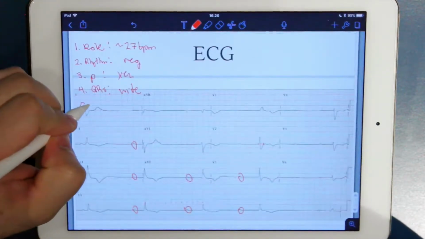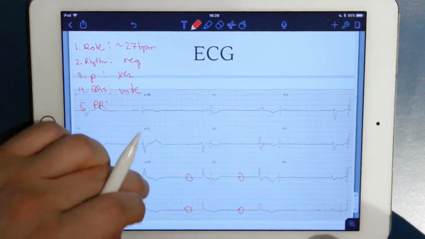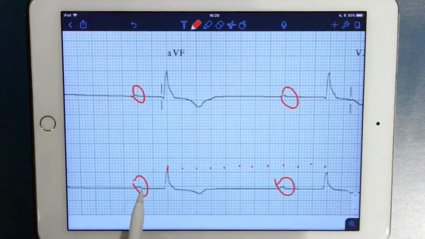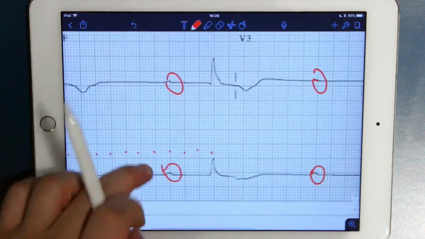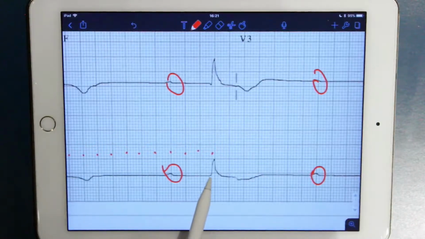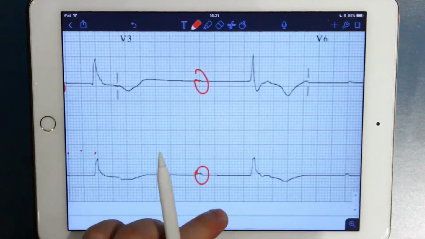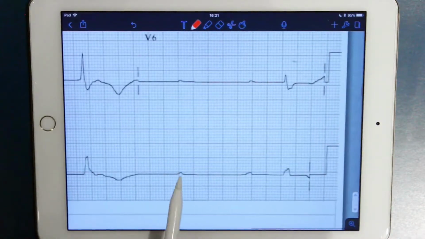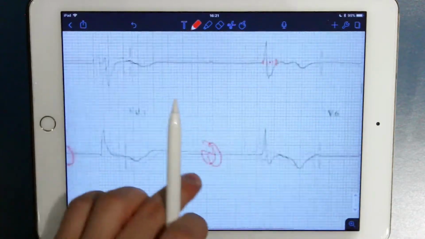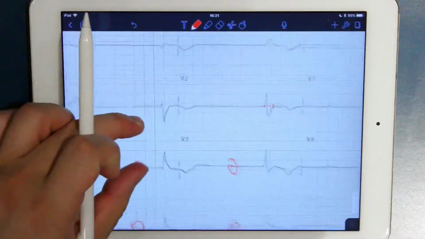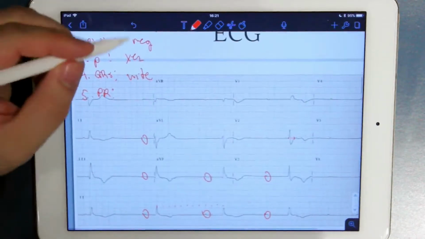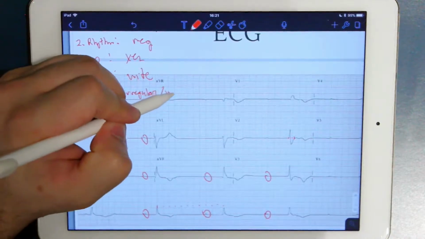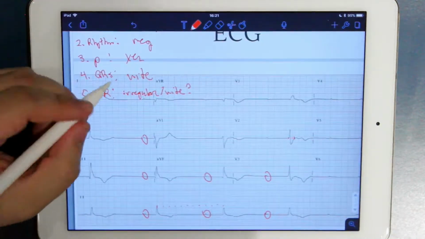If we went to PR interval, well, on our rhythm strip, we've got about 9 big boxes here, so that's very wide. However, if we go to the next beat, we can see about 14 big boxes. And if we go to the next beat, we can see 17 big boxes. And the next beat has no PR interval. So there's no real consistency or no real pattern. So we're going to call the PR interval irregular, but also wide. We'll keep a question mark next to that.